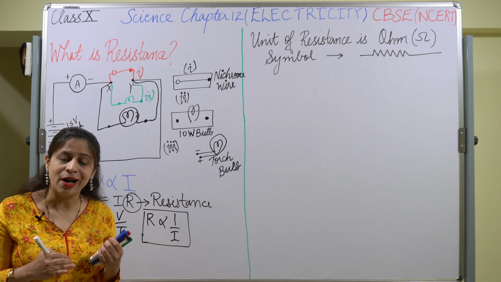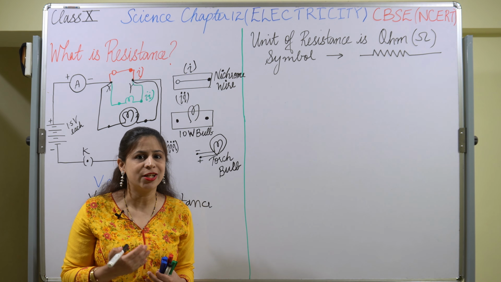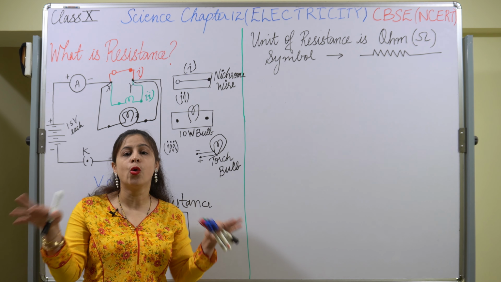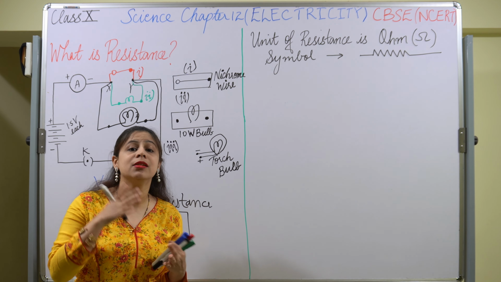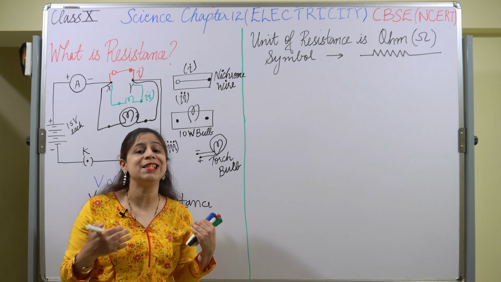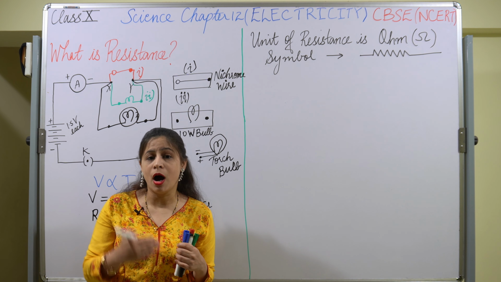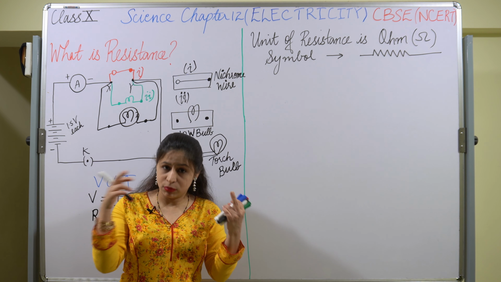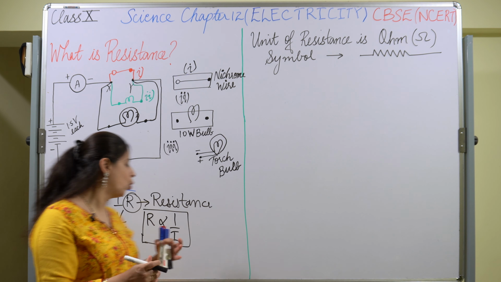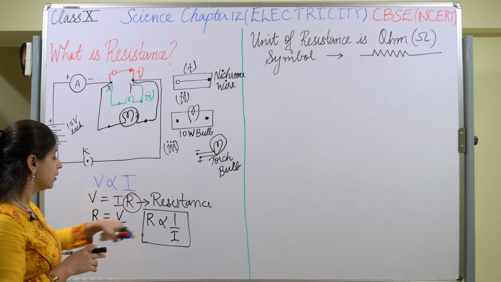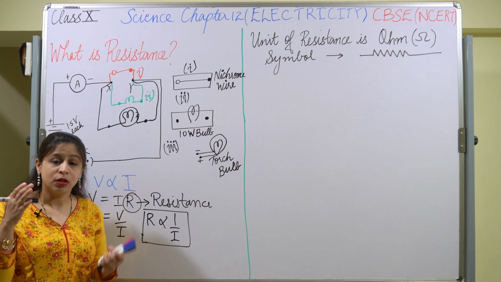The flow of current is due to the flow of electrons. Whatever the electrons flow in the circuit, with the same rate the current flows, but in the opposite direction. We have already seen when we started our chapter that the direction of the current is opposite to the direction of the electrons. So we can say that resistance is the opposition in the flow of current.